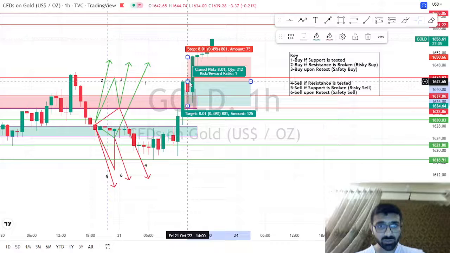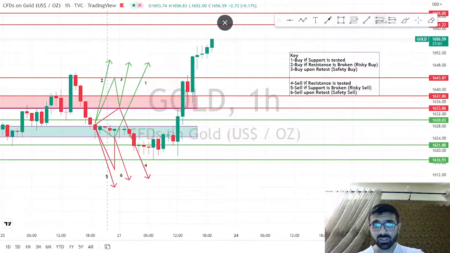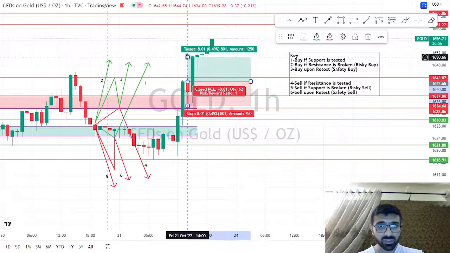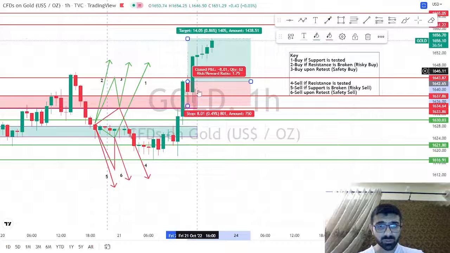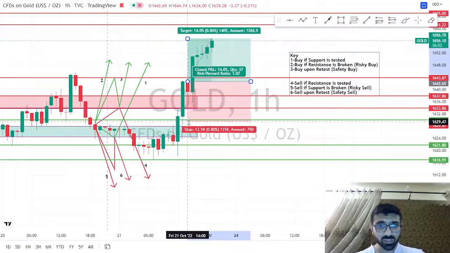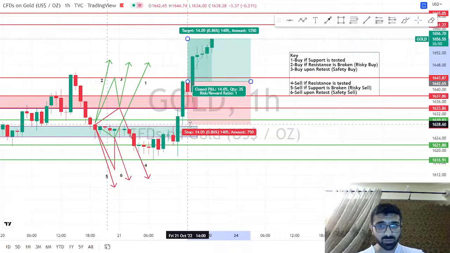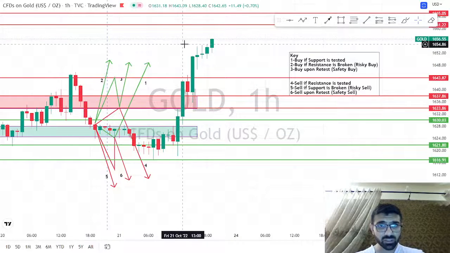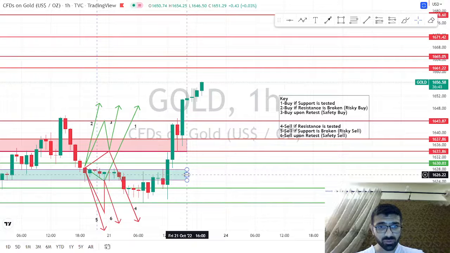So after those two trades, another good scenario was this after confirmation of buying. This was an area to buy after confirmation, so this trade would have given us a 1% profit. Yeah, so I think the good scenarios overall were followed.